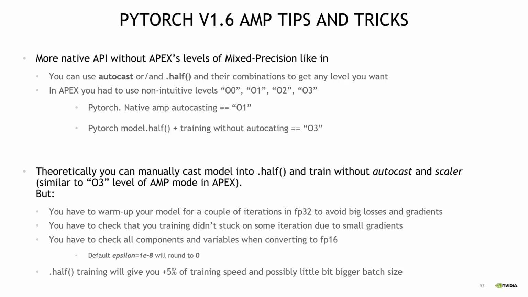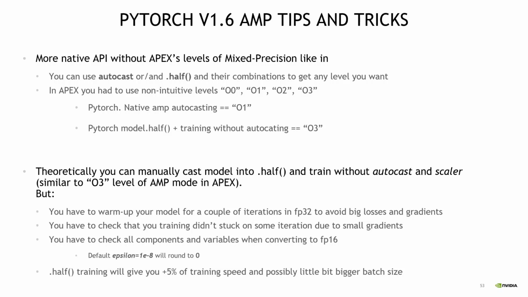Theoretically, you can manually cast your neural network into half precision mode and train without autocast and scaler instance. It's similar to O3 level of AMP mode in Apex. But there are a couple of things that you have to worry about. So you have to warm up your model for a couple of iterations in FP32 mode to avoid big losses and gradients, to avoid overflow.